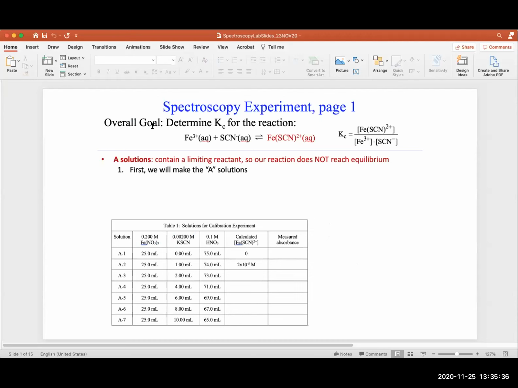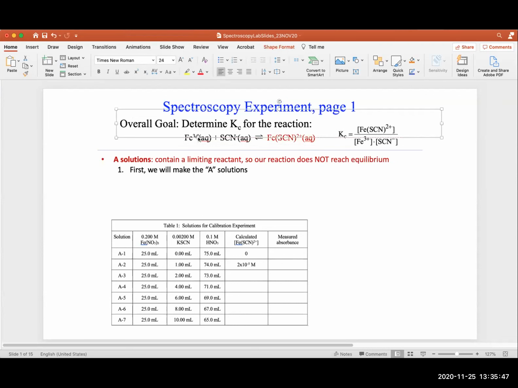Okay, so here, the goal is to determine the equilibrium constant for this reaction. And the key, the product here, this complex ion, is red in color. The reactants are essentially colorless. The product is red. And so what we're going to do is determine the amount of product in your test tube with a spectrophotometer. And a spectrophotometer is an instrument that can measure the absorbance of a solution. So if the solution appears red, it is scattering red and it is absorbing green. Okay, so that's what we'll be looking at today.